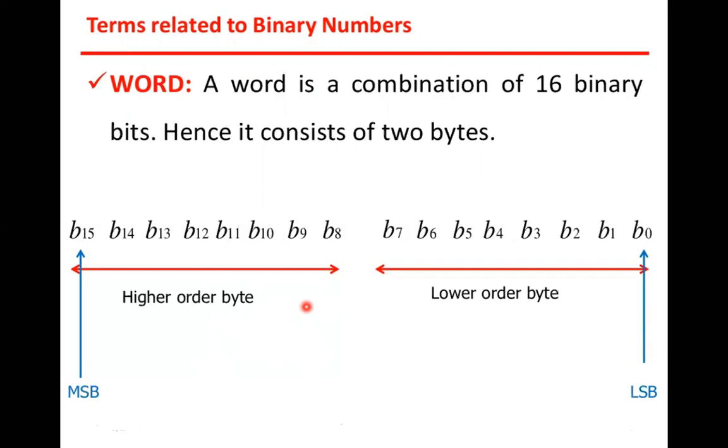Now you can see that this is the least significant bit at the last side, and this is called the most significant bit. Bits 0 to 7 give 8 bits, and from 8 to 15 it gives 8 more. So 16 bits is called one word.